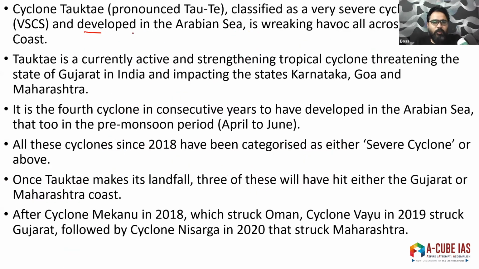Now, this cyclone developed in the Arabian Sea. Tauktae is currently active, with reference to last week's situation, or you can say this week's situation. I'm talking about Monday and Tuesday. Tauktae was active in the state of Gujarat, and it had already impacted the states of Karnataka, Goa and Maharashtra. It is the fourth cyclone in consecutive years to have developed in the Arabian Sea, and that too in the pre-monsoon period.